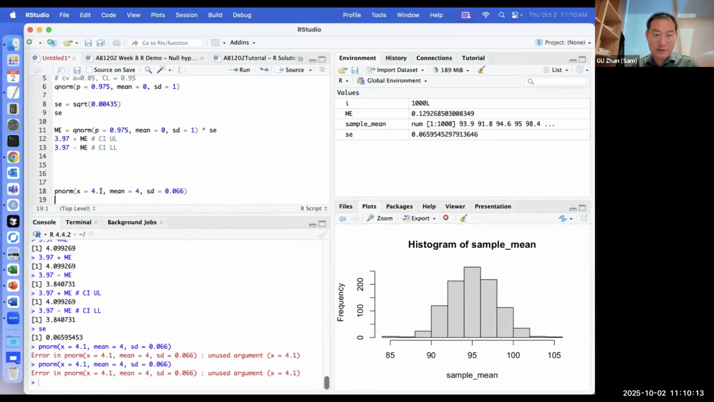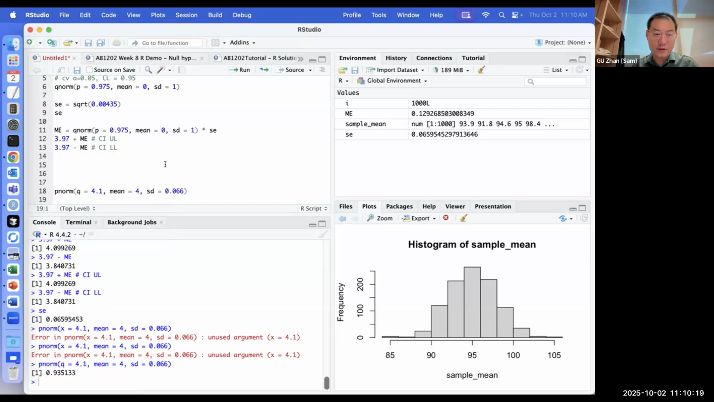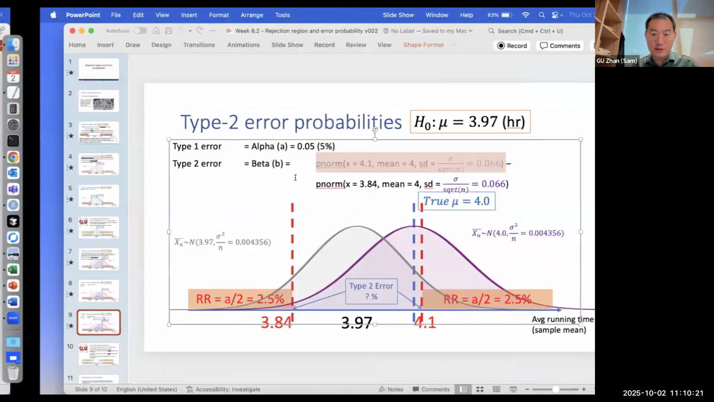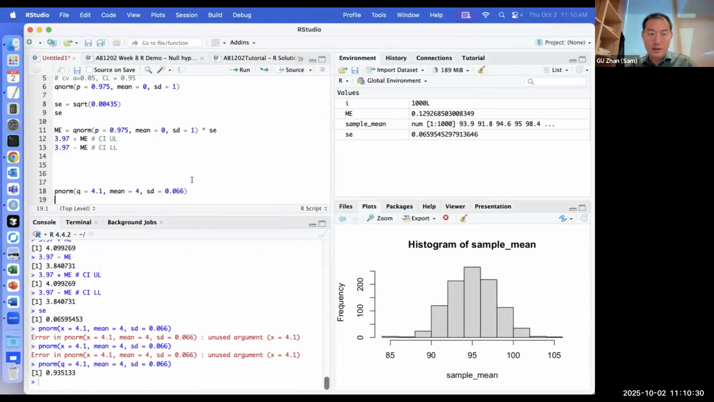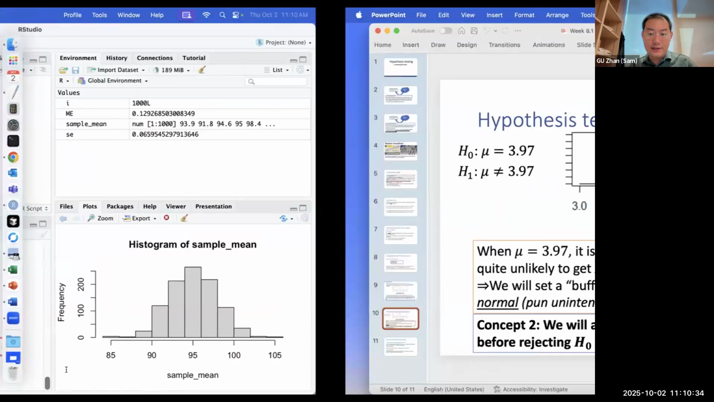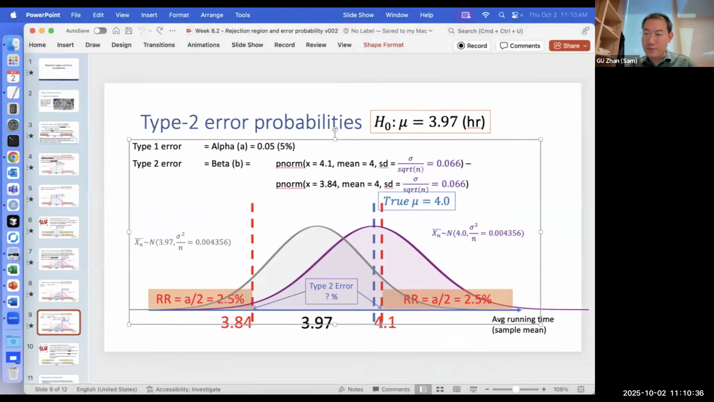One moment. Argument X, P norm, not X, P norm, Q equals 4.1. Okay, then mean this. So this is the area. 0.935 is the area to the left of 4.1.